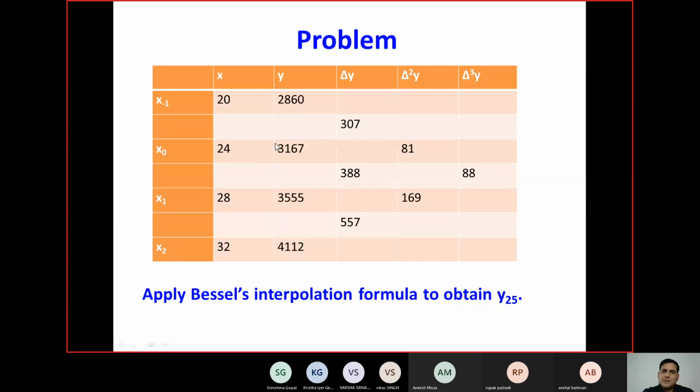So this is your forward difference table that can be calculated without any doubt. The differences of this minus that, this minus this. So you got this one. Now let's say we want to calculate the y value corresponding to x equal to 25. So this is how we are calculating here.